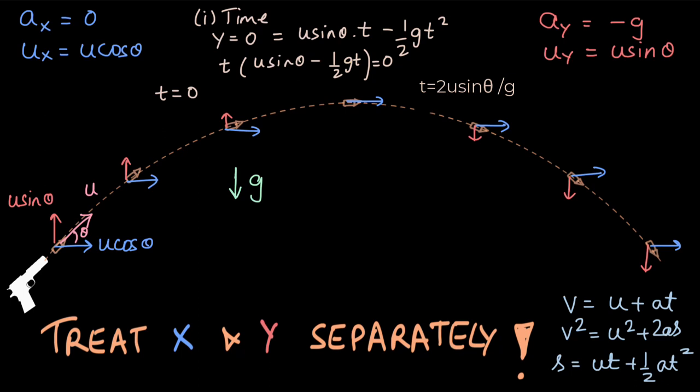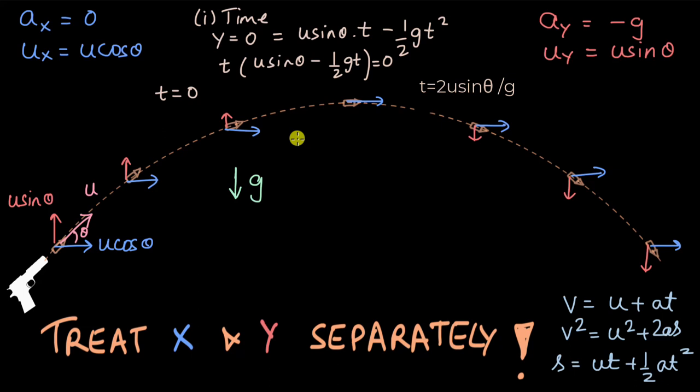One would be that t is equal to 0, and the other would be t being equal to 2u sine theta divided by g. Now t equals 0 really tells us the position of the bullet when it was just fired from this point. T equals 2u sine theta by g really tells us the time when the bullet is at this position right here.